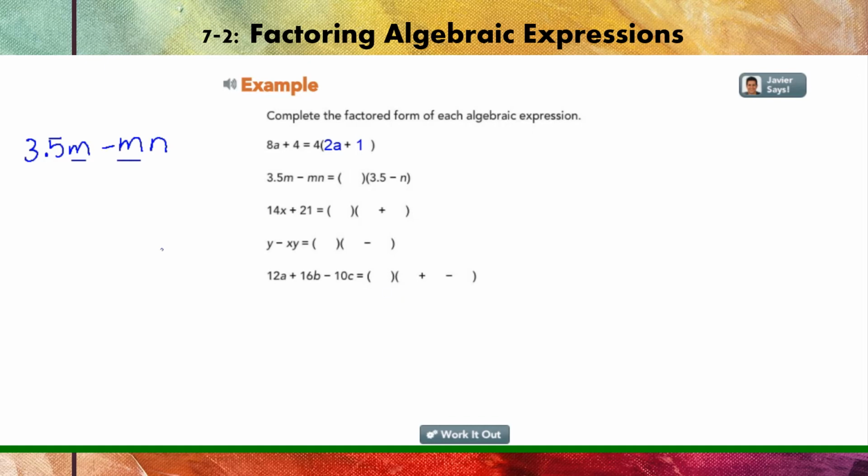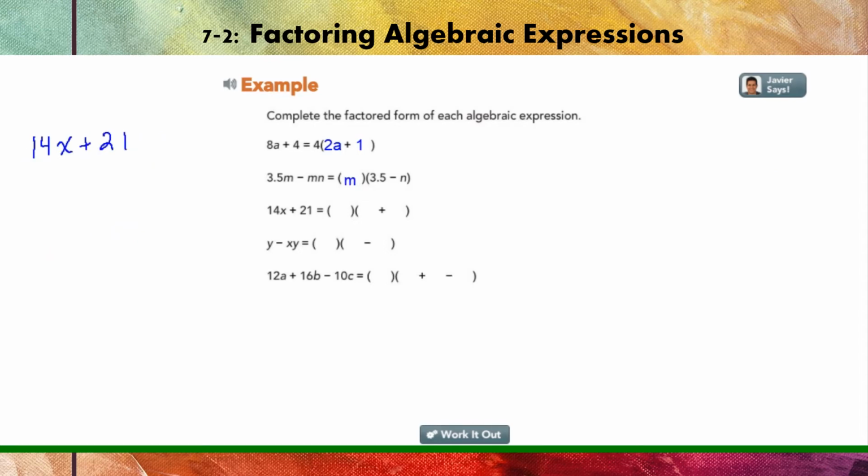So to figure out what's left in the parentheses, you have to make sure you divide each term by the greatest common factor. And we notice m cancels out, so we'll be left with 3 and 5/10. And here, the m's were canceled out, so I will be left with negative n. So here, all we have to do is figure out what is the greatest common factor, and that will be considered m.